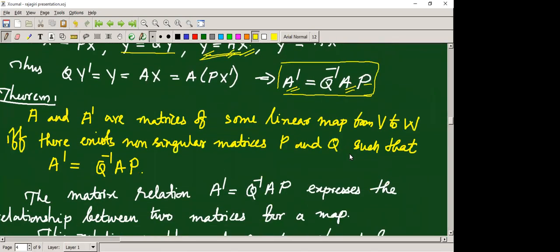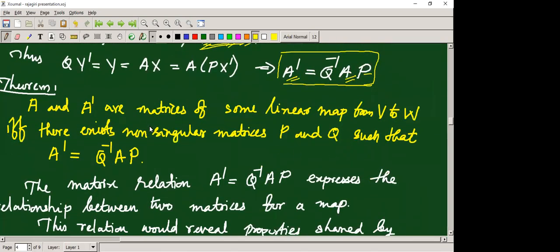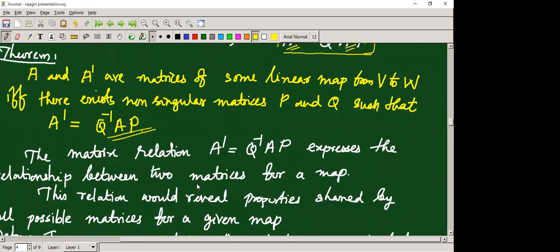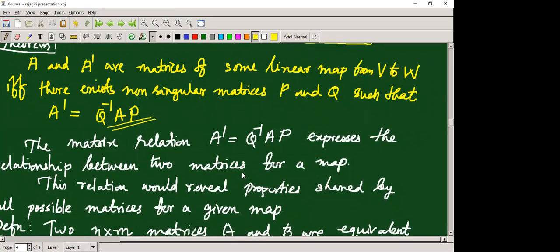So this we can write as a theorem. So this is how they are related. Let A and A dash be matrices of some linear map from V to W if and only if there exist non-singular matrices P and Q such that A dash is equal to Q inverse into AP. So this is an important result. So the matrix relation A dash is equal to Q inverse AP expresses the relationship between two matrices for a map. So this relation would reveal properties shared by all possible matrices for a given map.